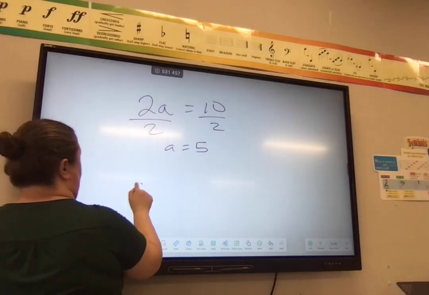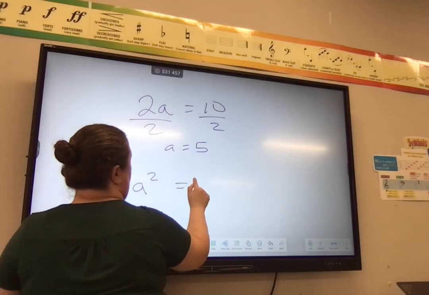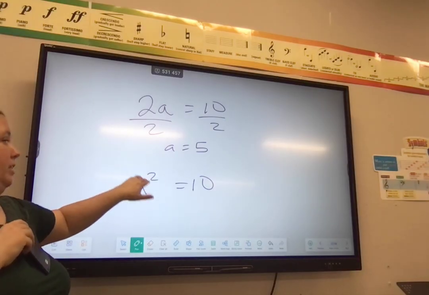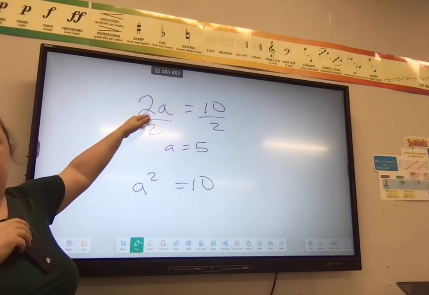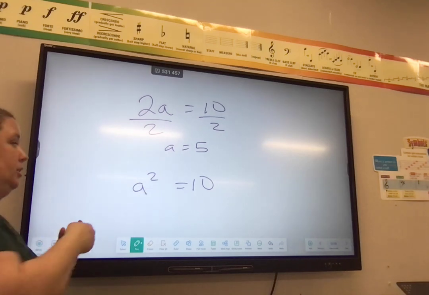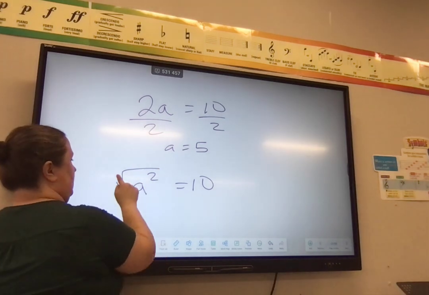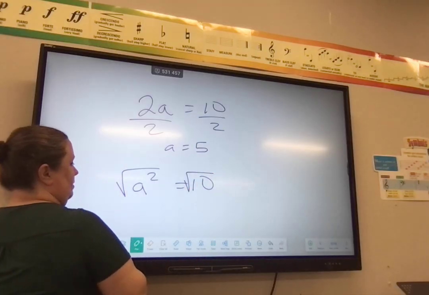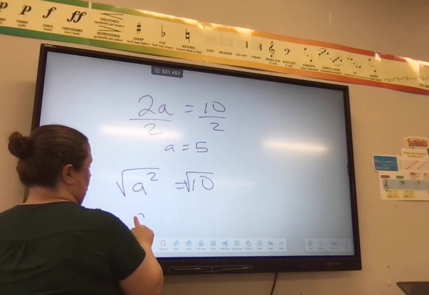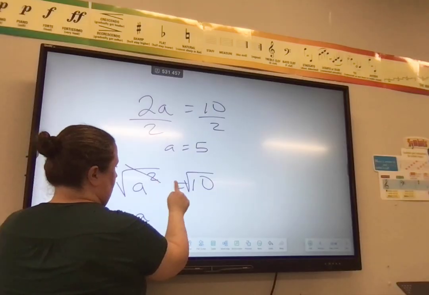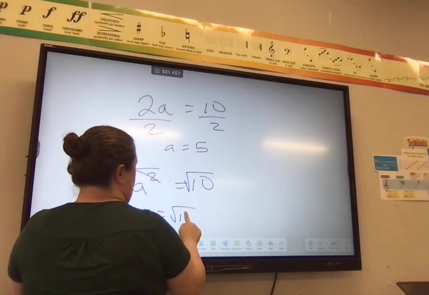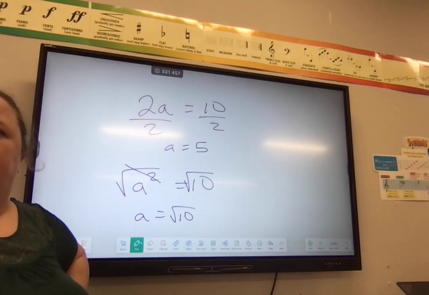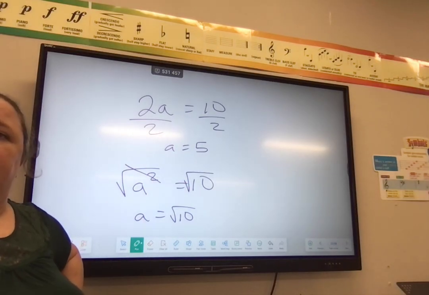So in a to the power of 2, to solve for a, I have to move this 2 somehow. We can't multiply, divide, add, or subtract because it's exponents. So we do the square root. That's what this symbol is called, square root. Square root of both sides. So then this would become just a because the square root and the 2 cancel, and then you would have the square root of 10. If you could simplify that, which you can, but it's tricky, then you would do that.